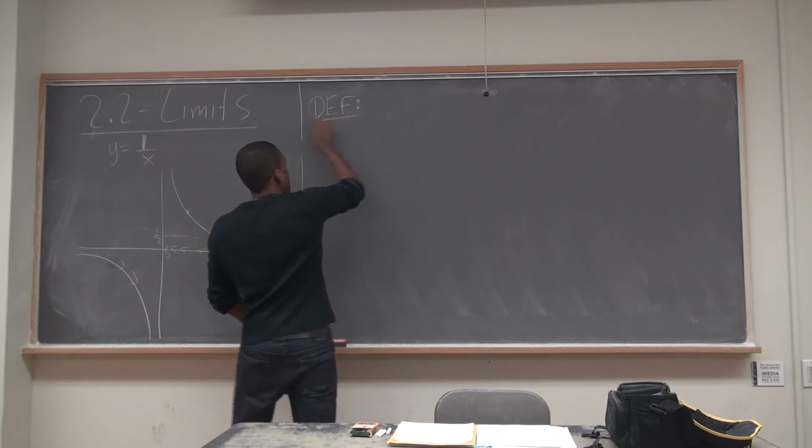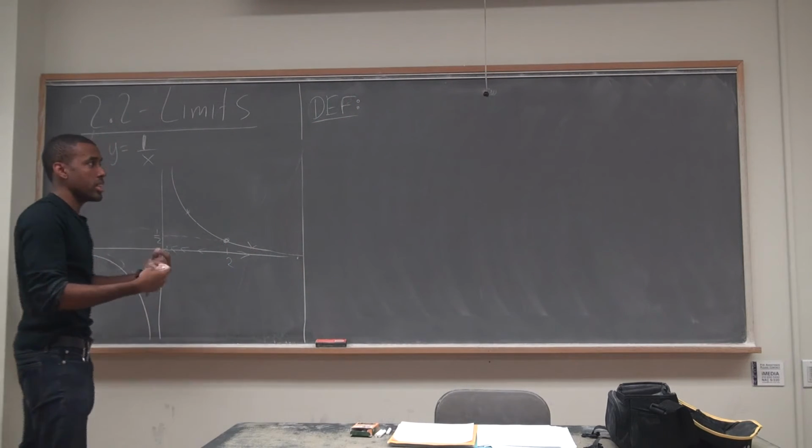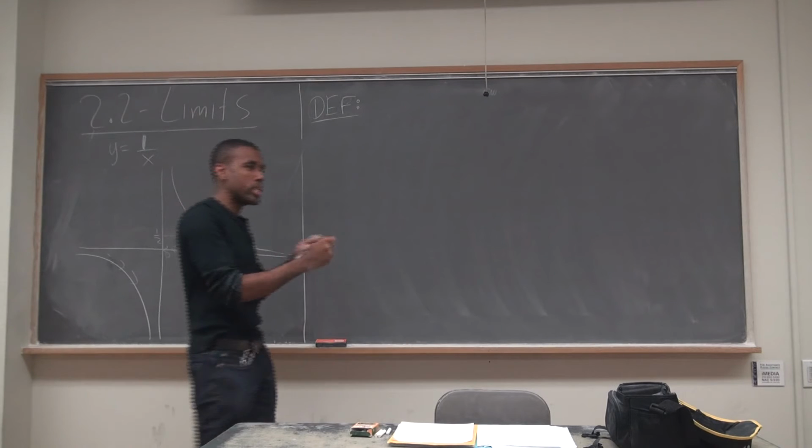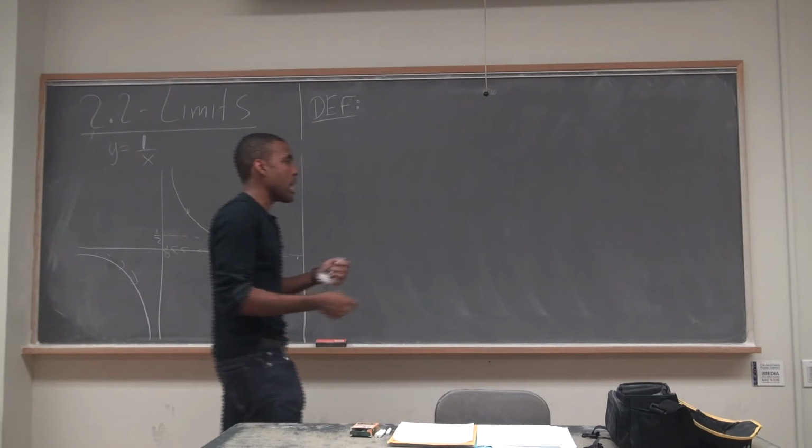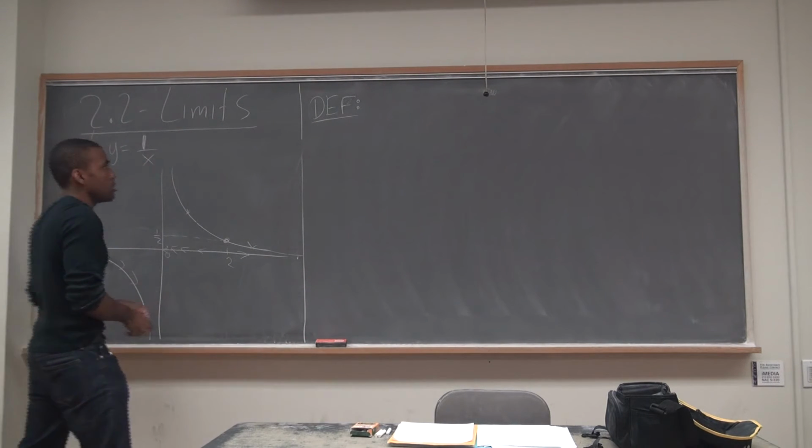So basically it's talking about the behavior of our function based on the input, right? So I'm figuring out, when I'm tweaking the input in some way, what happens to the output, right?